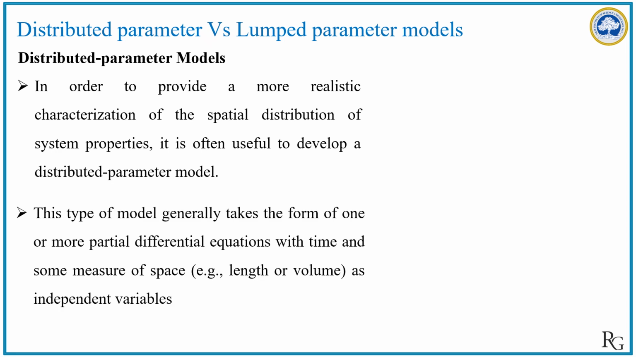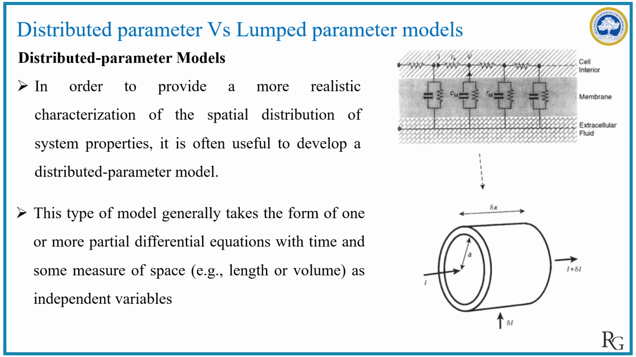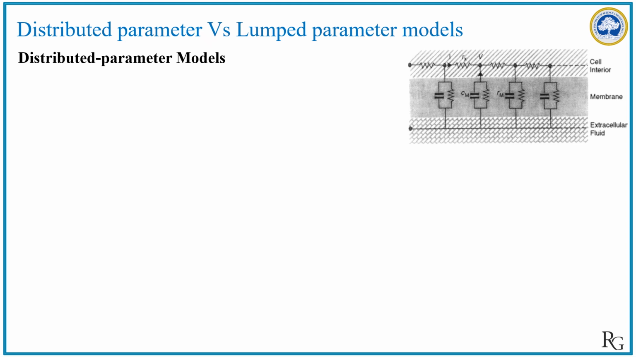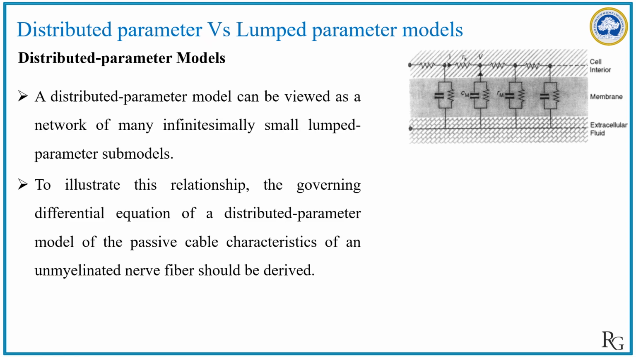This type of model generally takes the form of one or more partial differential equations with time and some other measure of space, maybe the length, maybe the volume, as independent variables. So here we can see this distributed parameter model. A distributed parameter model can be viewed as a network of many small lumped parameter submodels.